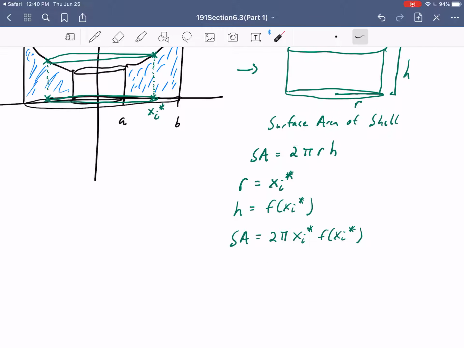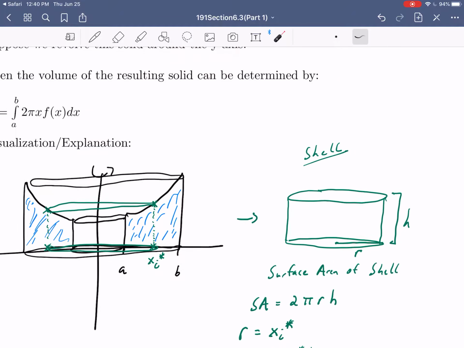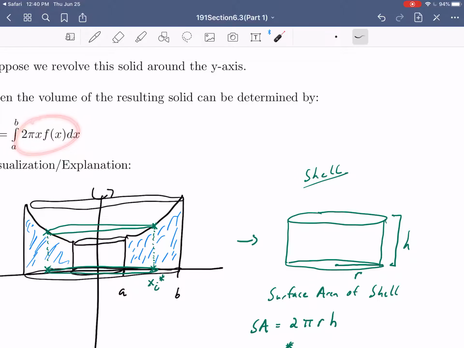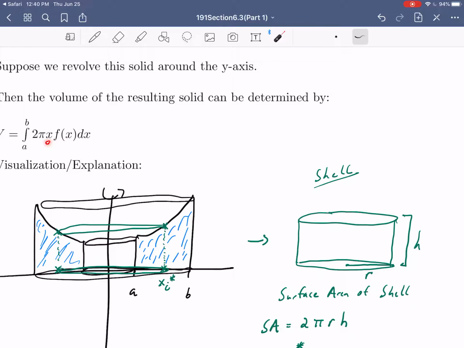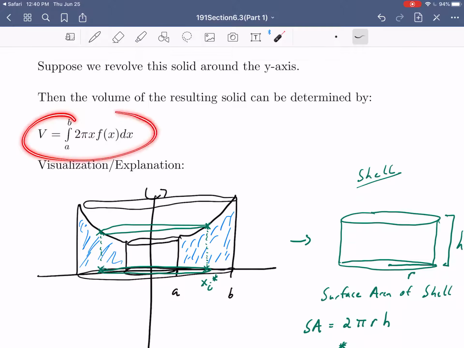So this would tell us that the integral should turn out to be an integral of 2 pi x f of x. And if we look back, that is exactly the sort of formula that we're getting, where we're choosing that x from x equals a to x equals b. And that's exactly the volume formula that this is stating here.